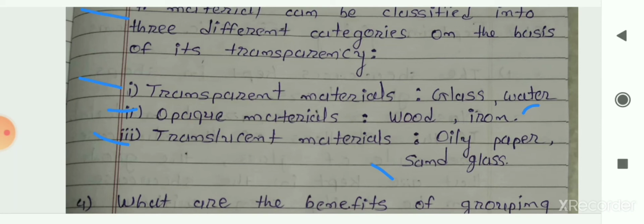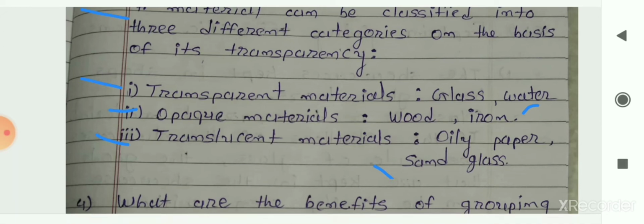Same as that, sand glass, we had seen the example of frosted glass. Through this sand glass you can see the objects which are kept on the other side, but you are not able to see those objects clearly. So sand glass is also an example of translucent materials. So these are the 3 different categories in which we are classifying the objects on the basis of transparency, that is translucent materials, transparent materials and opaque materials.